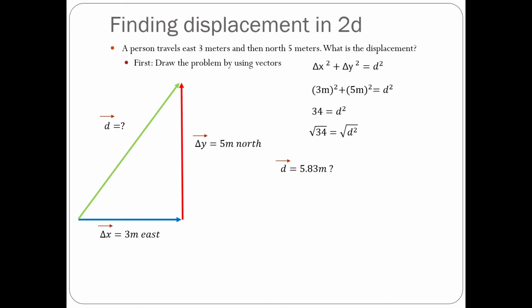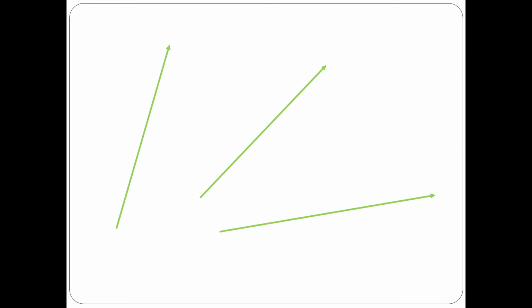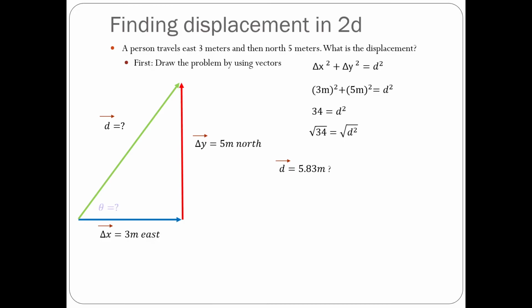You might say the direction is simply northeast. While that's somewhat true, northeast is a vague direction. Let me show you why. This vector points northeast, and so does this one, and this one. To differentiate from all these variations, an angle is needed. The angle we'll be solving for is located right here.